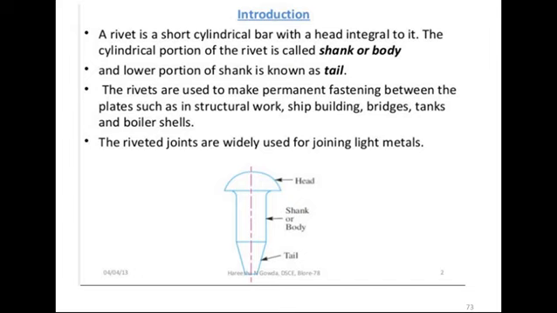Now we are going to see what is meant by riveted joints. Here this is called the rivet. This is the shank body, this is the head and this is the tail. A rivet is a short cylindrical bar with a head integral to it. The cylindrical portion of the rivet is called the shank or body, and the lower portion of the shank is known as the tail. Rivets are used to make permanent fastening between plates, such as in structural work, shipbuilding, bridges, tanks and boiler sheds. Riveted joints are widely used for joining light metals.